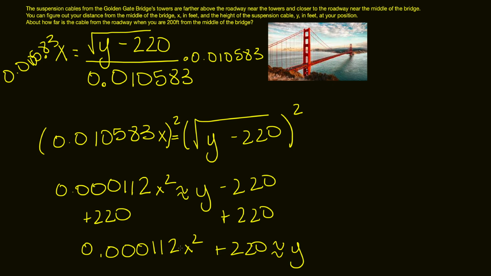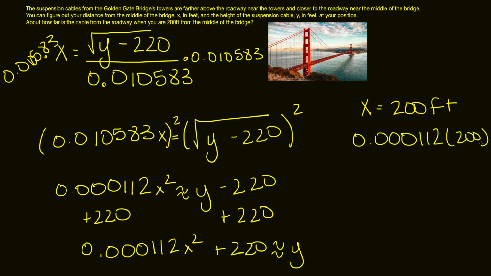They want to know about how far the cable is from the roadway when you are 200 feet from the middle. So now we have something to substitute into x. I'm going to say x is equal to 200 feet, and I'm just going to substitute that in. 0.000112 times 200 squared plus 220. And we get y is approximately 224.48.